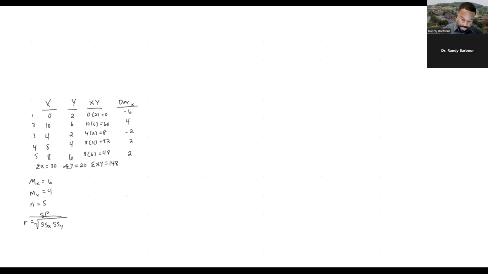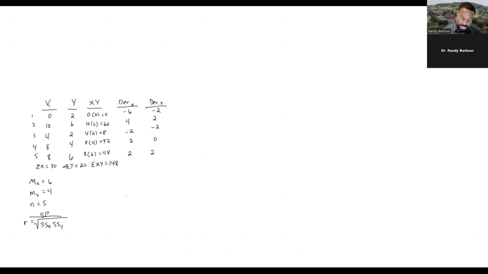For my deviations for Y, you should get negative 2, so 2 minus 4 is negative 2. 6 minus 4 is 2. You should get negative 2 again. 4 minus 4 is 0. And then 6 minus 4 is 2. All right, so let's keep going.